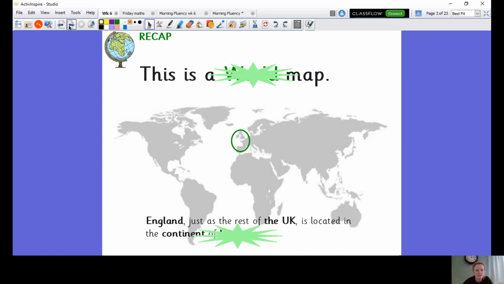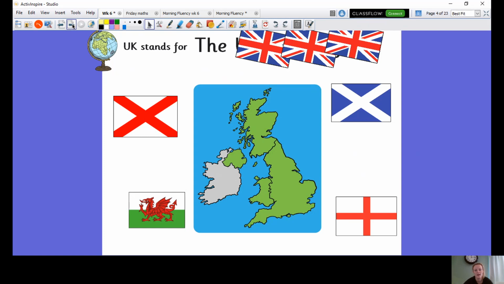So what can you see here? What is this a map of? And then I have circled the UK. What continent is the UK part of? Okay, that's right. This is a world map, and the UK is located in the continent of Europe. Well done. Okay, then we'll look at the things that we did last week.